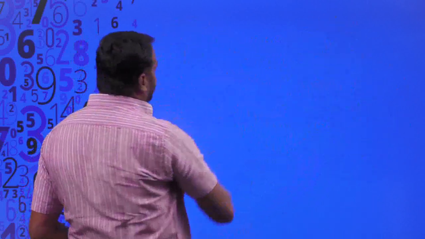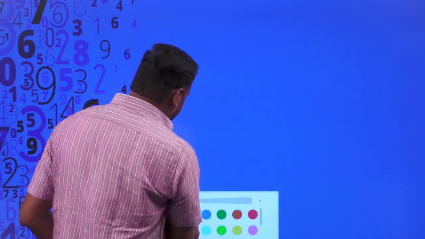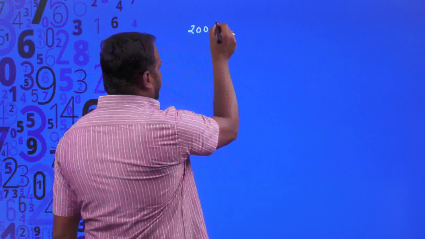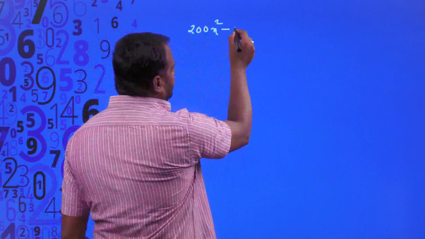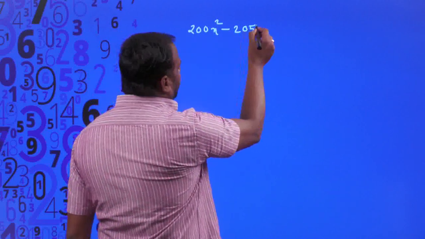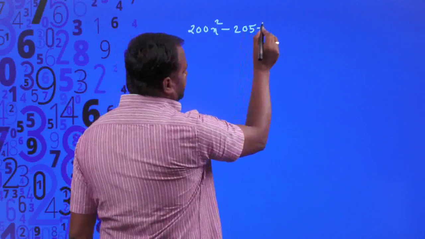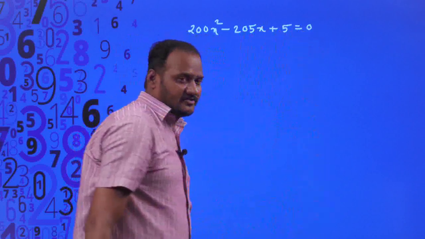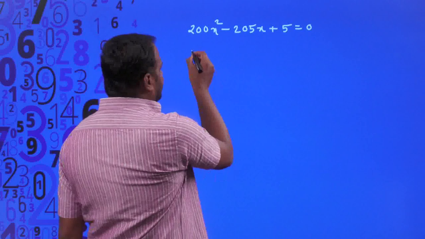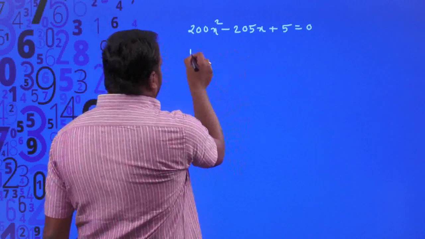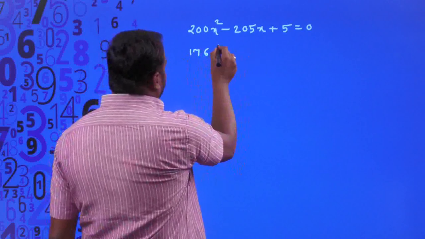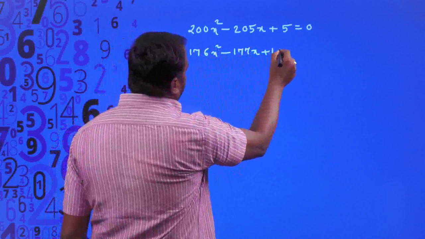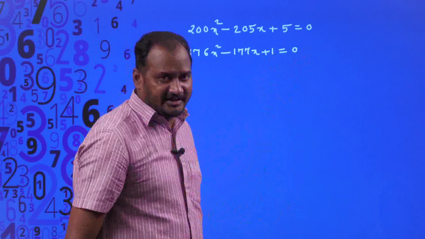That quadratic equation is, for example, 200x square minus 205x plus 5 is equal to 0. This is one quadratic equation. Similarly, I am taking one more quadratic equation, that is 176x square minus 177x plus 1 is equal to 0. This is one more quadratic equation.